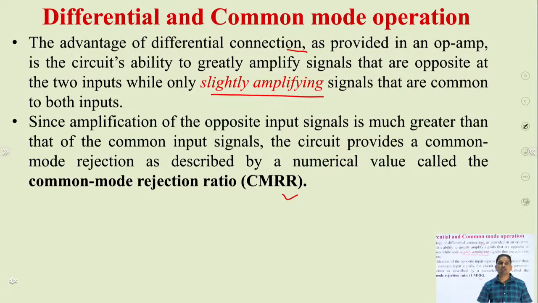So we'll be studying what is the common mode rejection ratio. It is the ability of the op-amp to reject same polarity signals, or to reject the common mode signals, and to amplify the opposite polarity signals. Means whatever signals are opposite in nature get highly amplified, whereas the signals which are the same at the input terminal of the op-amp get highly attenuated.